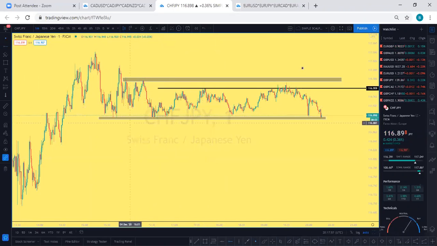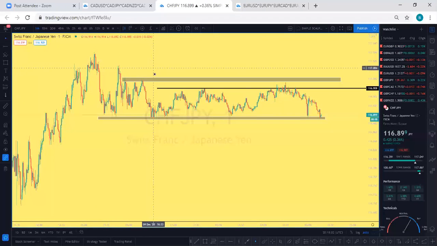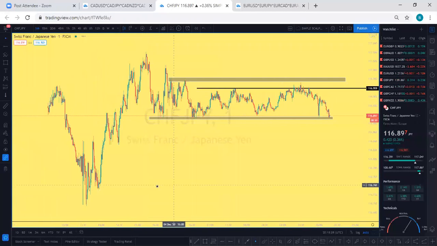So I've drawn my support, I've drawn my resistance. Every time price hits my resistance, R, I go for a sell. Every time it hits my support, S, I go for a buy. That is basically how it all works.